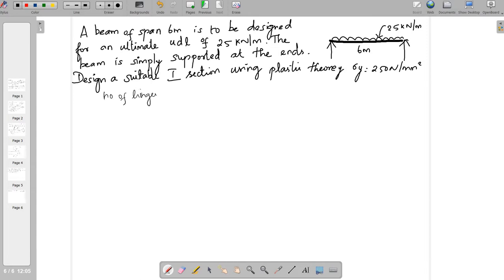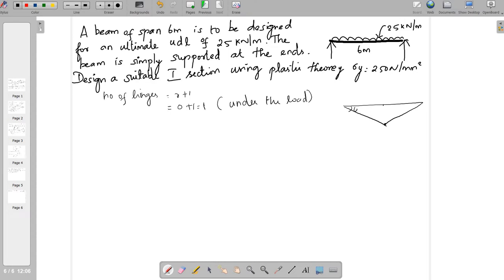the formula is R plus 1. Here there is no redundant. 0 plus 1, only one hinge is needed. It is always under the load. Here the load is a uniformly distributed load. So we can select the midsection to form one node. So this is the node.